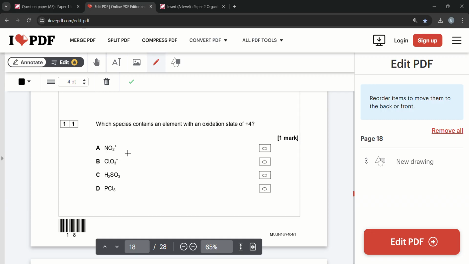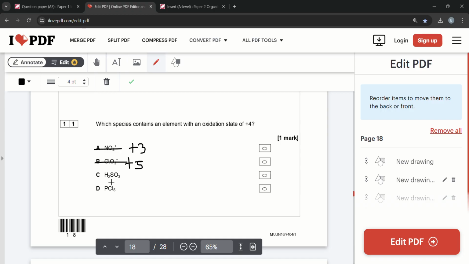NO2+. So the overall charge is +1. So -4, so that means it's +3. So it can't be that. -6, +5. Chlorine. This one, it might be this one.